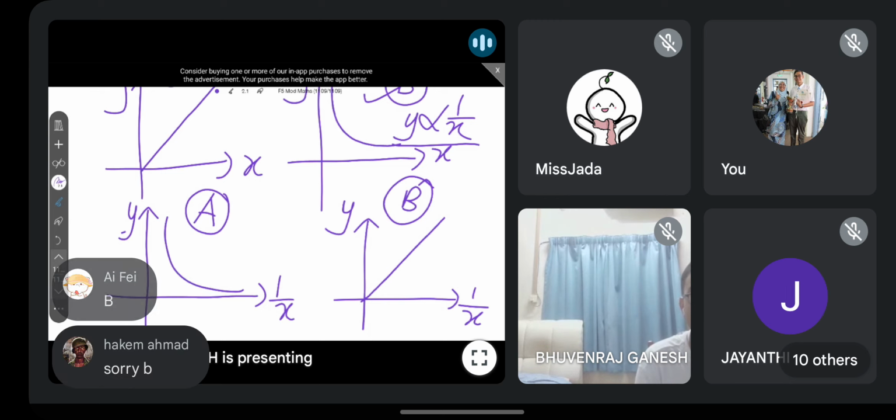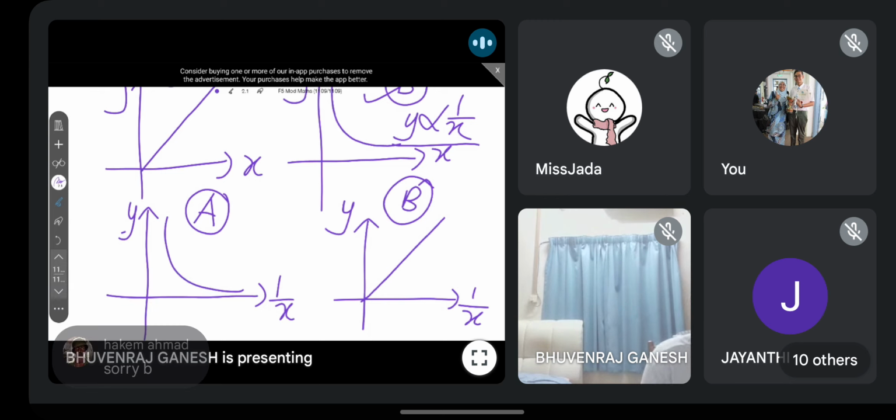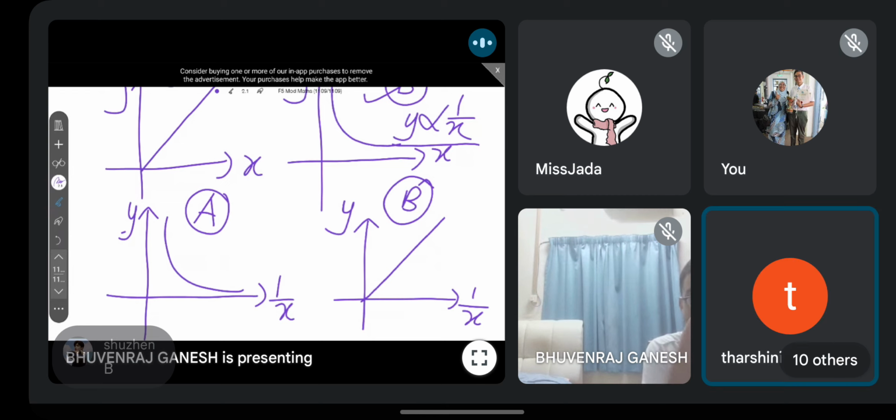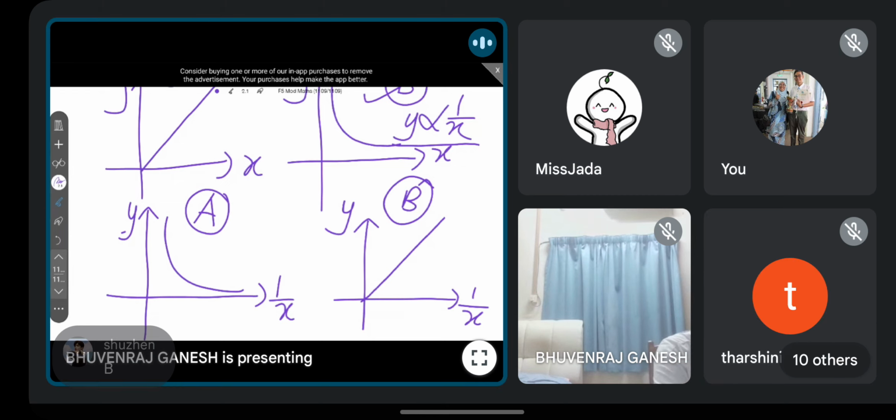Don't be confident, guys. You changed the answer already. The rest? What do you all say? A or B? Y berkadar songsang dengan X. Y varies inversely as X. Which graph is correct? B. Okay, yes. Majority correct.